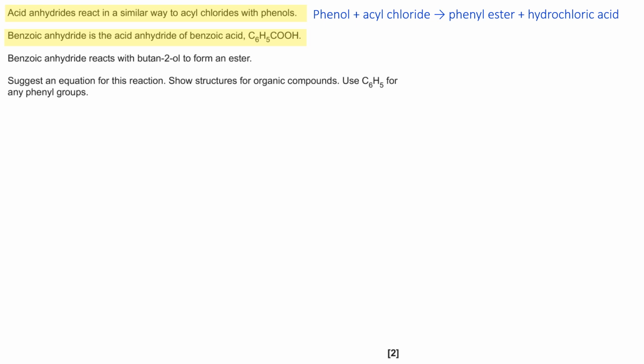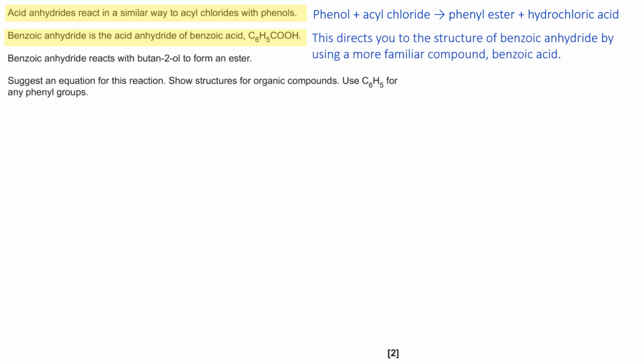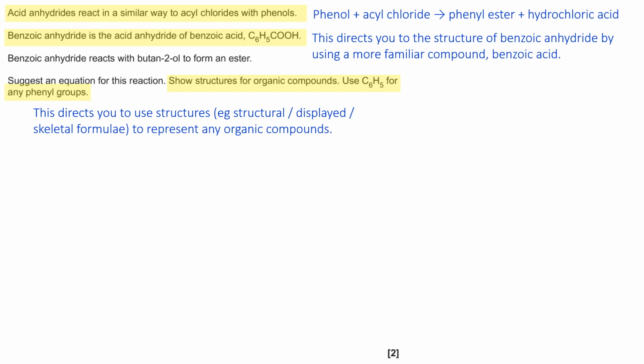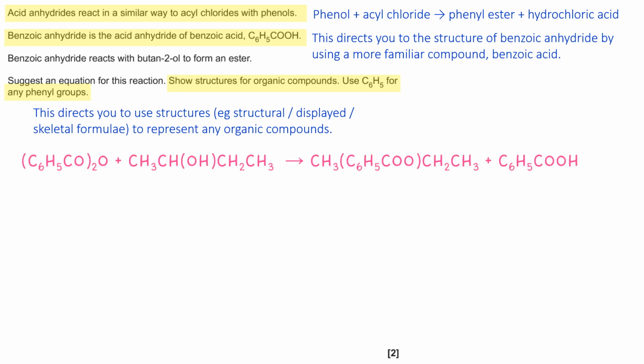So in most A-level Chemistry A courses, OCR that is, benzoic acid comes up quite a lot. So it directs you to the structure of something that should be quite familiar to you. So they want you to show structures for organic compounds using C6H5 for any phenol groups. So I'm going to use structural formulae. So I'll unpack these in a moment for you. But it's benzoic anhydride reacting with butan-2-ol.